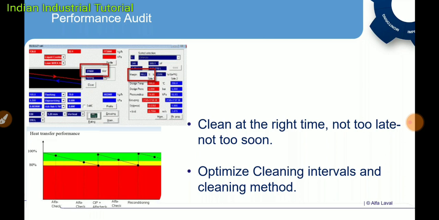Cleaning at the right time, not early, not very late. This is very important, because if people do cleaning every year, it is not required. Sometimes it may be required after 2 years, and sometimes it may be required every 6 months. That optimization can be done by this AlphaCheck performance audit.